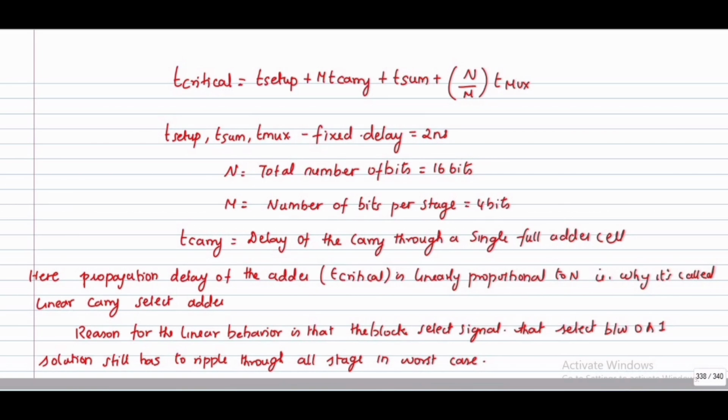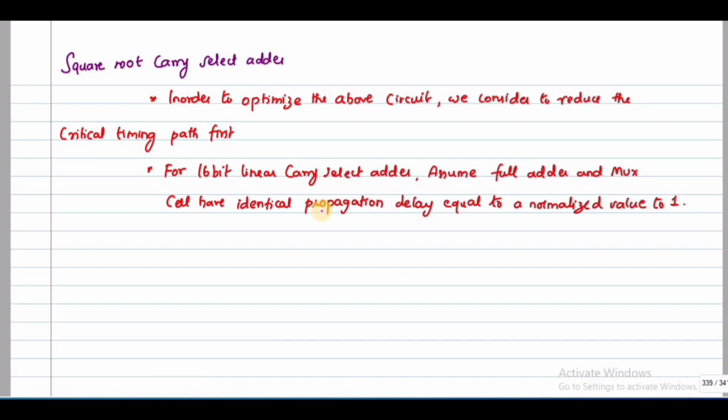Here the propagation delay of the adder, that is T critical, is linearly proportional to N. You can see the equation. That is why it is called a linear carry select adder. The reason for the linear behavior is that the block select signal that selects between the 0 and 1 solutions still has to ripple through all the stages in the worst case.